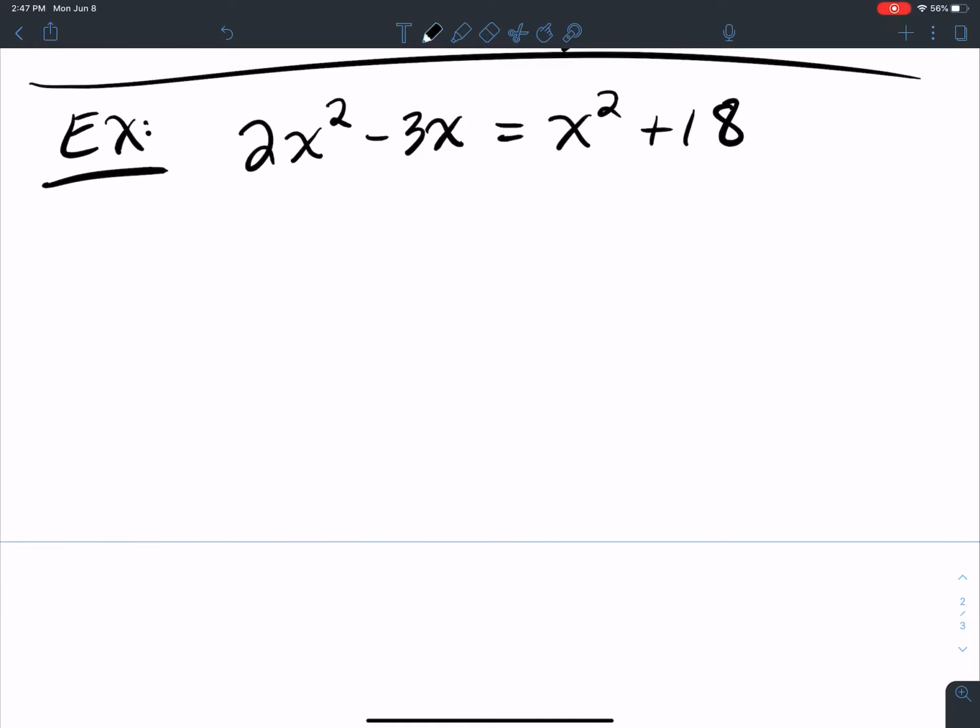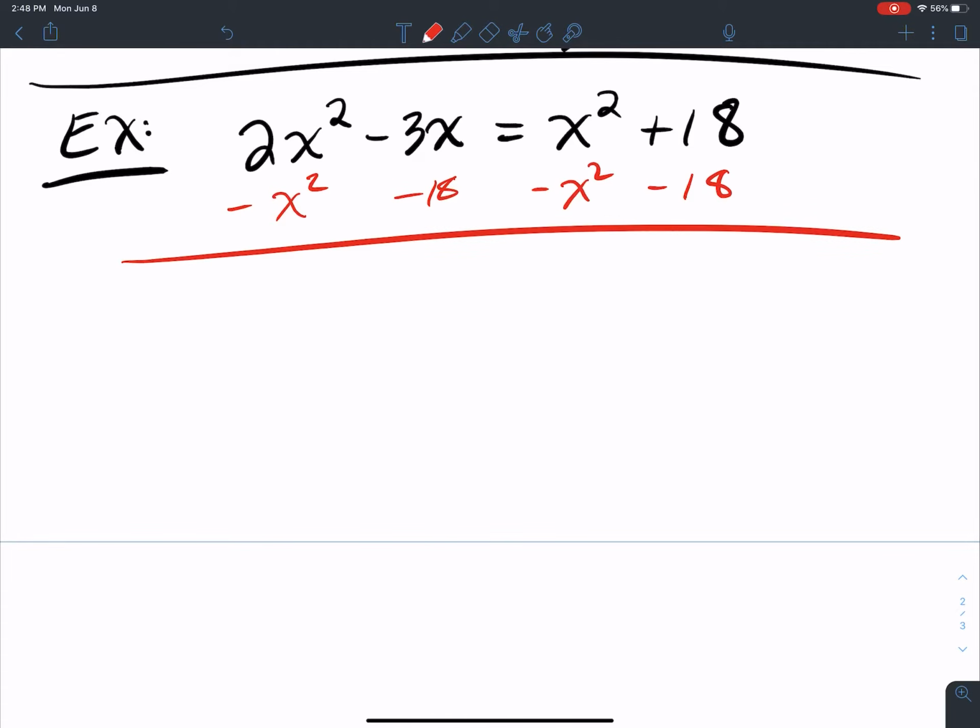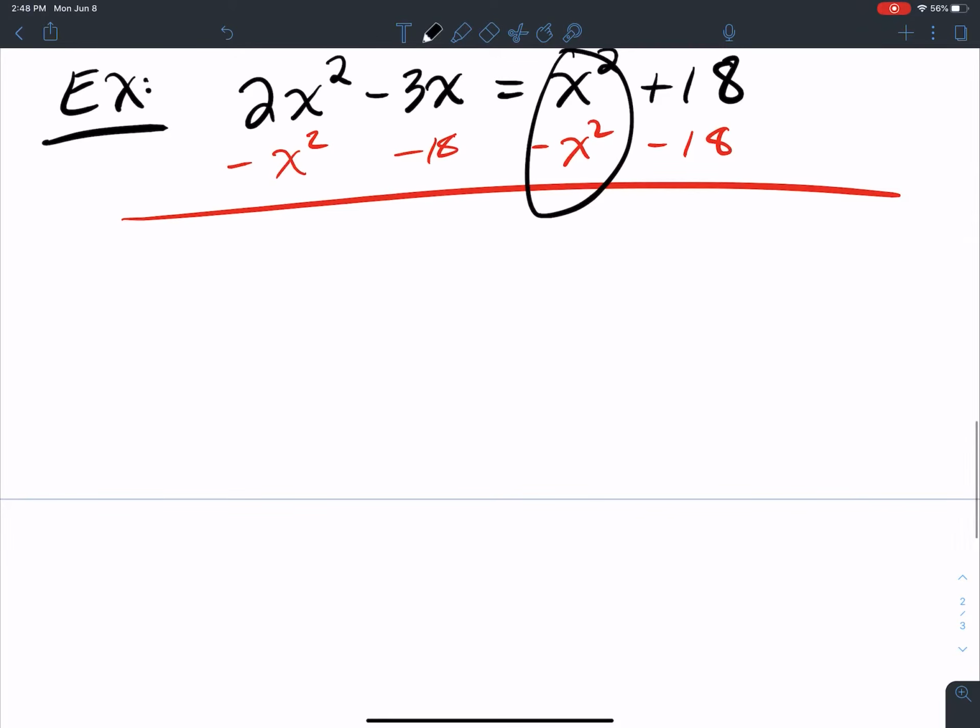Well, all I got to do is pick one side to move all my stuff to. So I'm going to move the x squared and I'm going to move the constant term. If I do something on one side, got to do it to the other side, right? Now, why did I move this one and not that one? That might be a question you're asking.